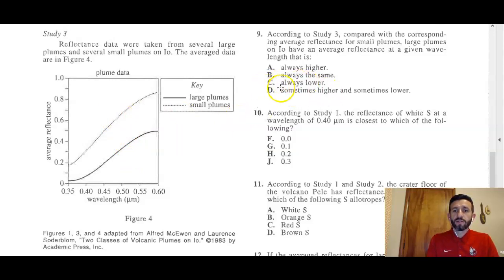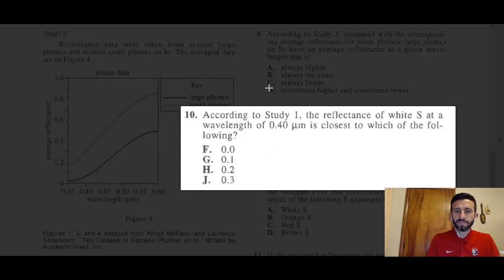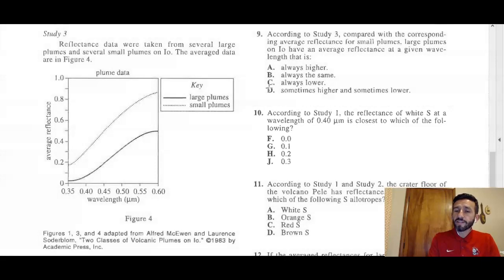So the only possible answer is C, always lower. Again, just reading the graphs and the data, okay? Number 10. According to study 1, the reflectance of white sulfur at a wavelength of 0.40 weird letter M is closest to which of the following? Again, you don't need to know what that weird letter is to answer this question.